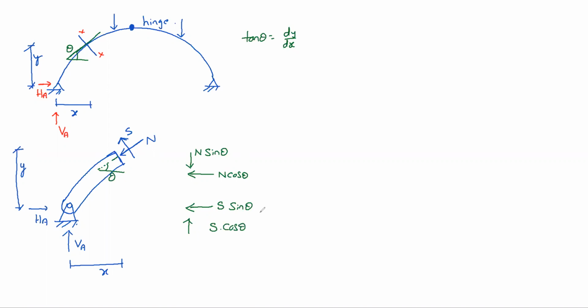Okay, now we can form an equation here. Sigma H equal to 0, sigma V equal to 0. So HA is in the horizontal direction, rightward, minus S sin theta in the leftward direction, that's why minus, and N cos theta also in the leftward direction, minus N cos theta. Sum of the horizontal forces equal to 0. Similarly, sum of the vertical forces: VA is in the vertical direction, plus S cos theta, minus N sin theta, downward N sin theta, that's why minus, equal to 0.